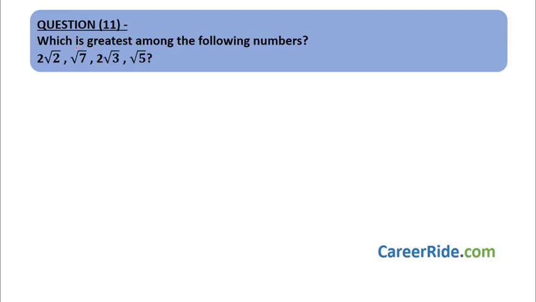Question number 11. Which is greatest among the following numbers? 2 root 2, root 7, 2 root 3, root 5. Okay, here there is a very small, very easy trick to remember. Now here we see everything is in root.